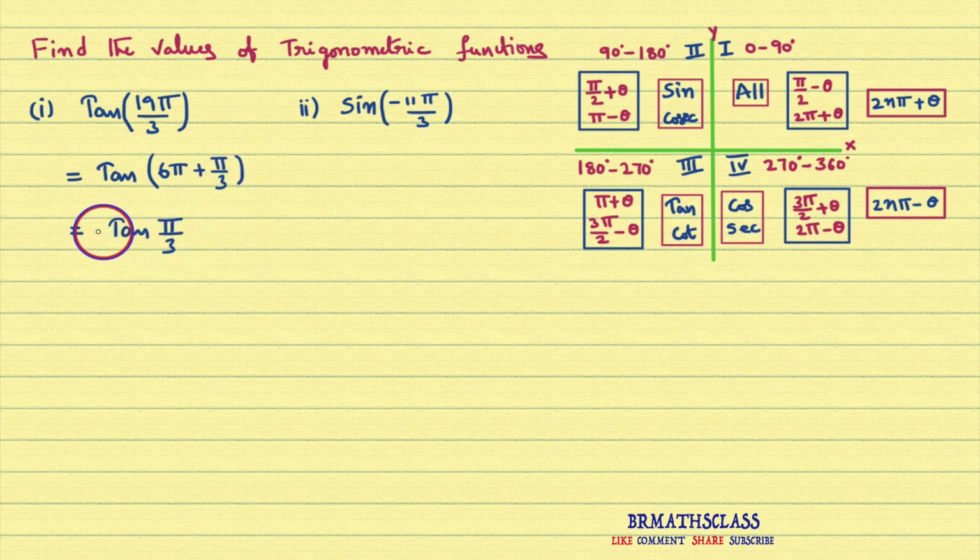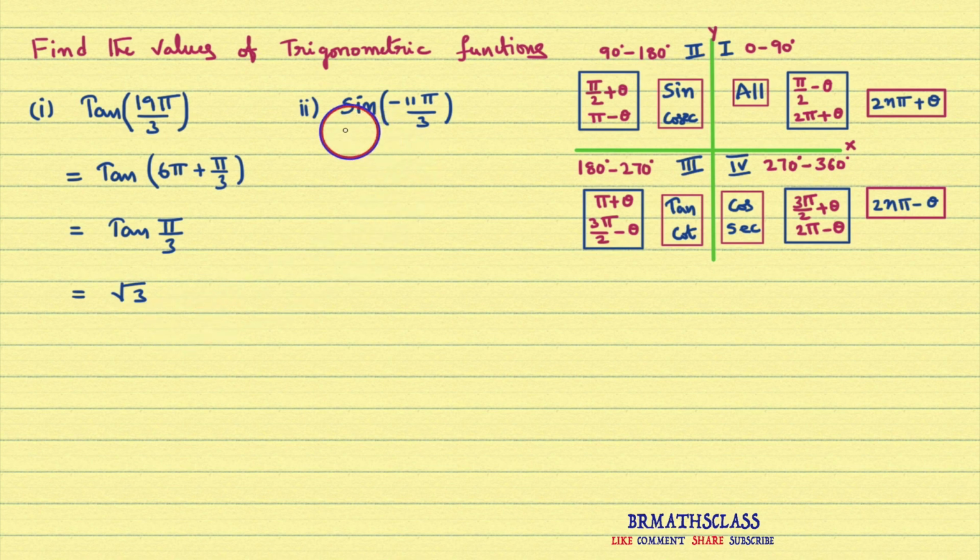Now it's time to write the sign here. You see here, even number, 6 means even number into pi plus theta. Even number into pi plus theta lies in which quadrant? It lies in the first quadrant. In the first quadrant, all trigonometric functions are positive. So tan is also positive. Therefore, tan of 6 pi plus pi by 3 is plus tan pi by 3. That equals, from the trigonometry table, we know that pi by 3 means 60 degrees. Tan 60 degrees value is root 3.